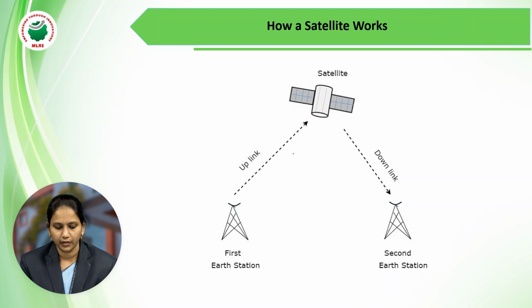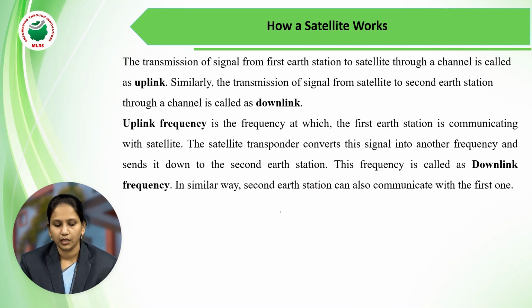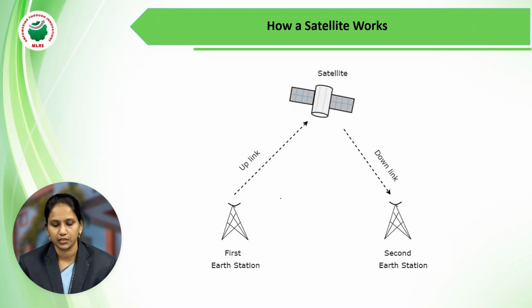This is the satellite uplink from the earth station and downlink to the earth station. The uplink is the frequency at which the first earth station communicates with the satellite. The satellite transponder converts the signal into another frequency and sends it down to the second earth station. This frequency is called the downlink frequency, and similarly the second earth station can also communicate with the first one. So this is the introduction to satellite communications.